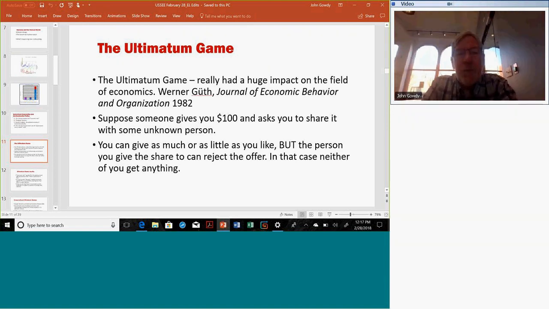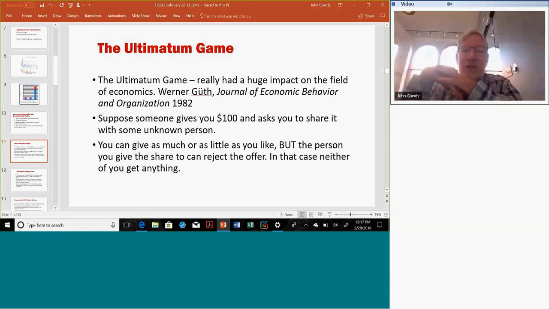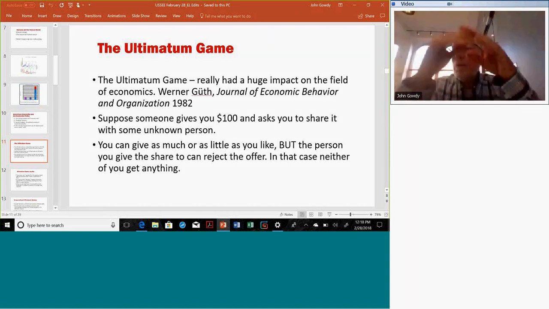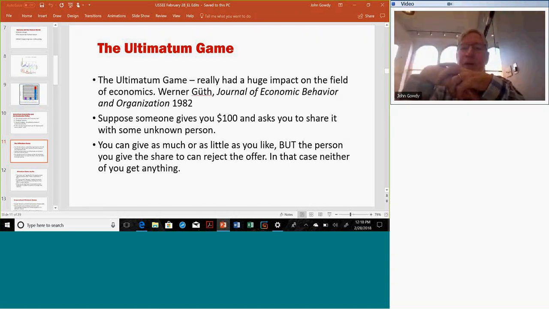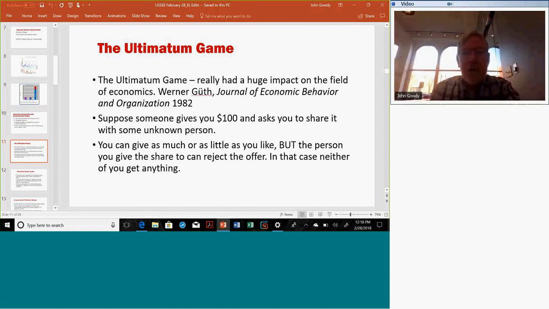So the ultimatum game, it's pretty simple. Suppose someone gives you $100 and asks you to share it with some unknown person. You can give as little as you like, but the person you give the share to can reject the offer, and then neither of you gets anything. If it's between the two of us, someone gives me $100, asks me to share it with you. I can give you $100, I can give you $50, I can give you $10. If you don't like the offer, you reject it, neither one of us gets anything.